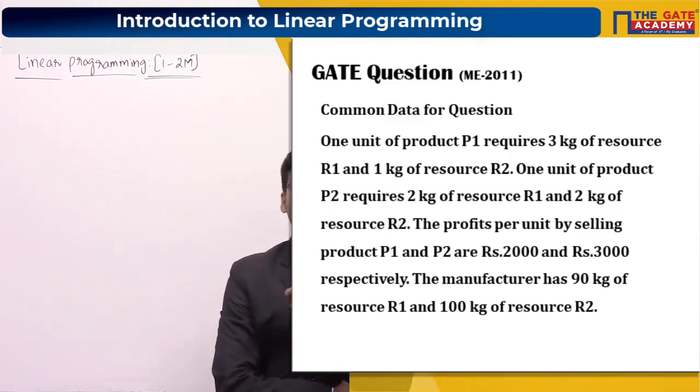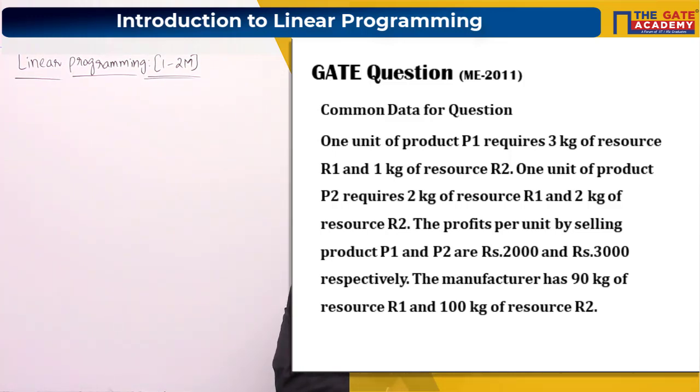So what is the first step in formulating a problem? You have to identify the decision variables. Now you tell me what the decision variables are here. Previously in the first question, number of chairs and number of tables were your decision variables, right? Now what are your decision variables here? See, you can observe here, the profits per unit by selling P1 and P2. If you are selling 1 unit of P1, what is the profit? If you are selling 1 unit of P2, what is the profit? That is given in the question. So that means your P1 and P2 are your decision variables. That you have to keep in mind. That means the number of units of product P1 and the number of units of product P2 are your decision variables.